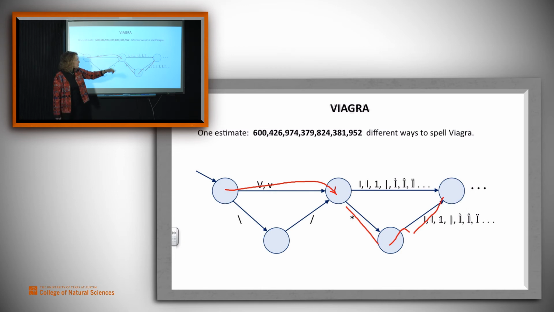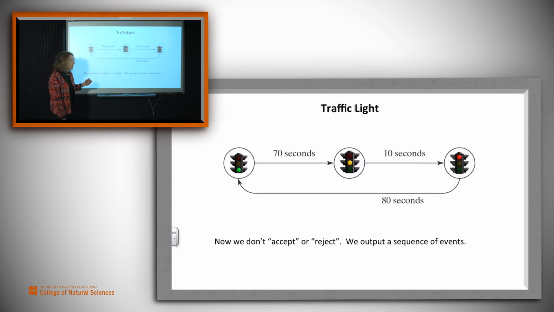And if you continue this machine, one person has written out a machine like this for a variety of variants, and you get 600 gazillion different ways to spell Viagra, but you don't have to write out all the combinations. That's the power of the machine. Now, there's a second kind of finite state machine.